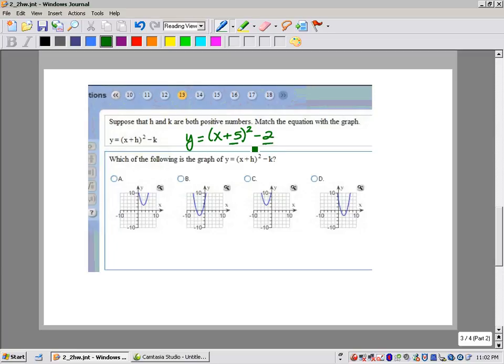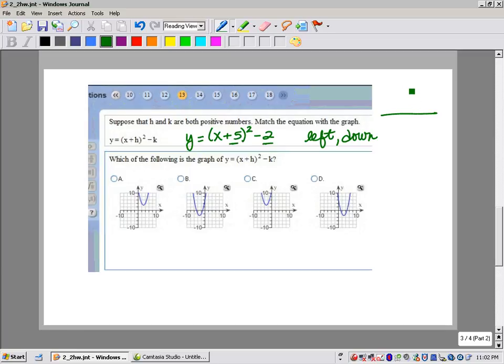What would happen here? This would be a shifting. Really, the direction is what we need to know. If I have a plus inside, that's going to move it to the left, right? And a negative on the outside is going to move it down. Well, think about what's your basic function and what you're moving left and down.